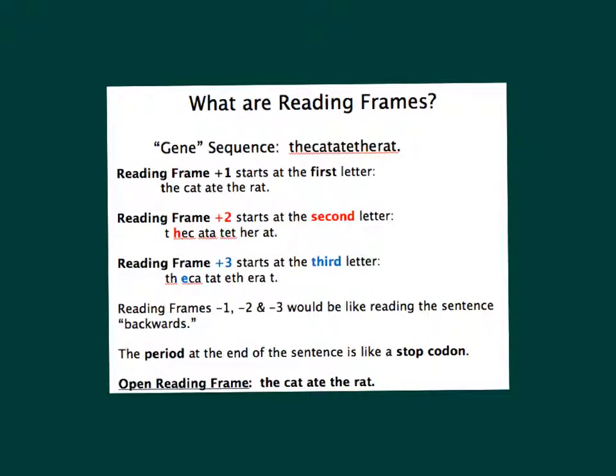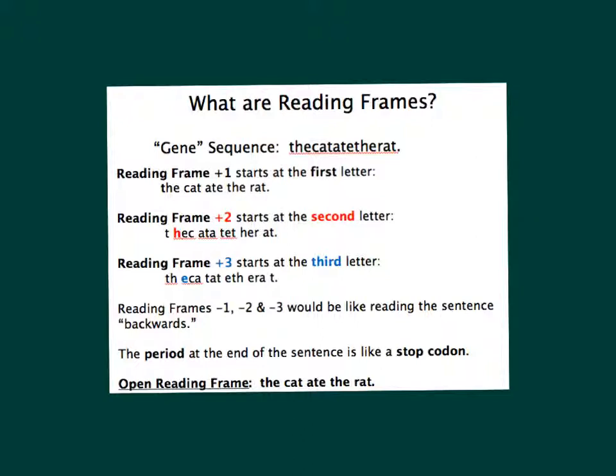so what we have to do then, as we look at a sequence of DNA, is determine where in that sequence of DNA a gene is going to start. We call this finding a reading frame. So we're going to pretend that this first set of letters right here is a gene sequence. So it's something that codes for a protein.